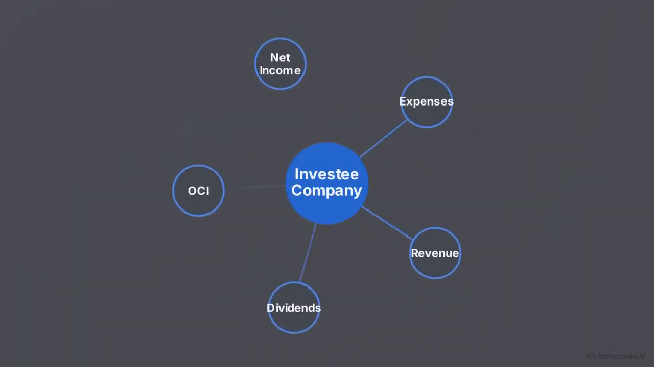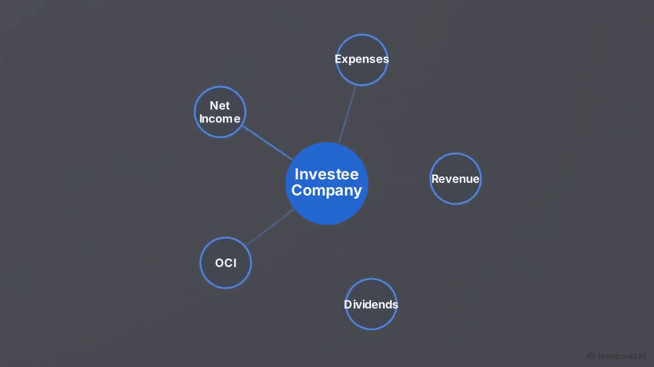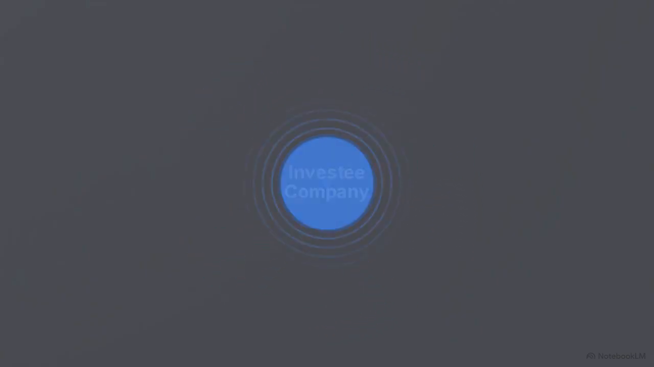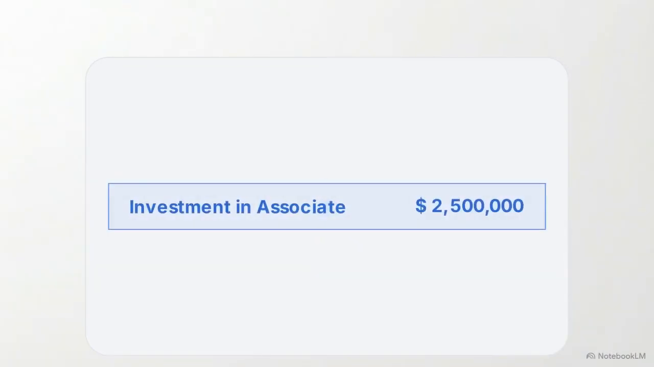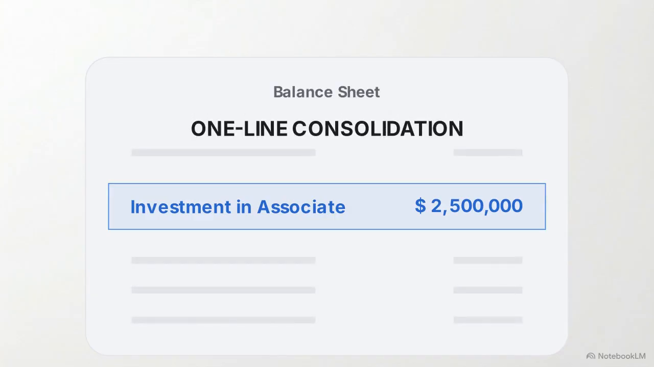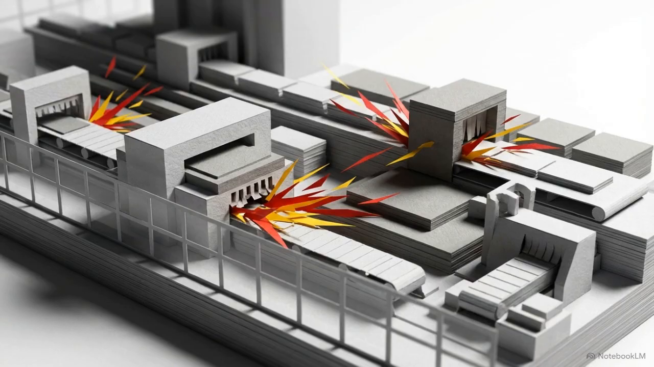Once you achieve significant influence, your accounting must reflect it. You treat the investment almost as if it were a subsidiary, collapsing its operational successes and failures into a single line on your balance sheet. True influence is measured by power dynamics and operational reality on the ground, regardless of the paper percentages.